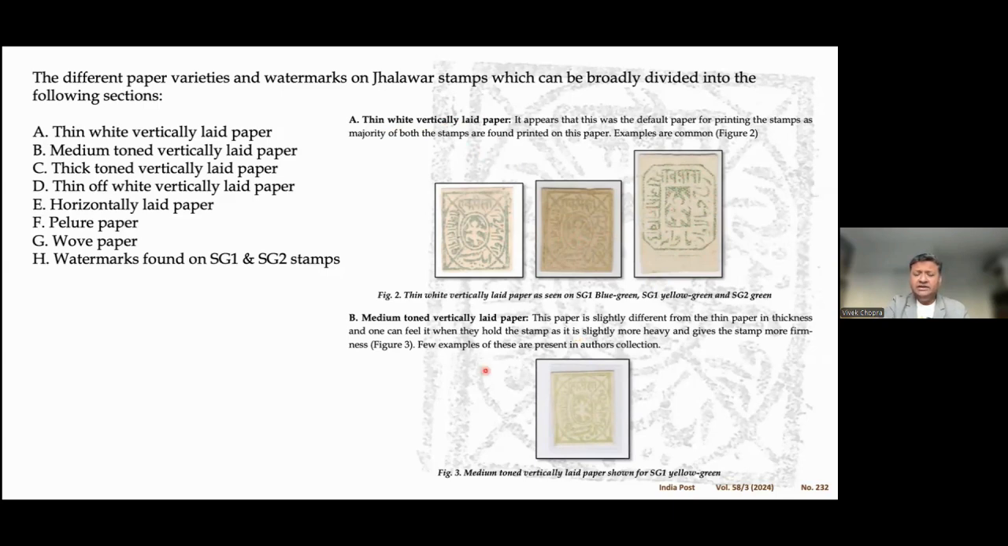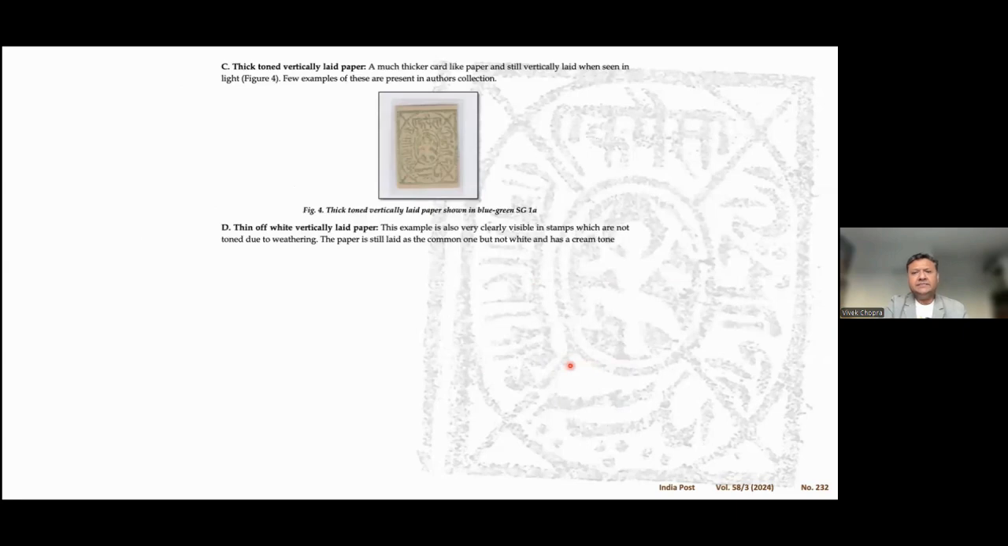Once in a while, I do see a medium toned vertically laid paper. It's definitely different from this thin laid paper, because you can see the thickness if you hold the stamps, and they are less translucent. And here is an example of a stamp on a very thick toned vertically laid paper. It's a much thicker, card-like paper, but it's still vertically laid when seen against the light. I have a few examples of these in my collection.